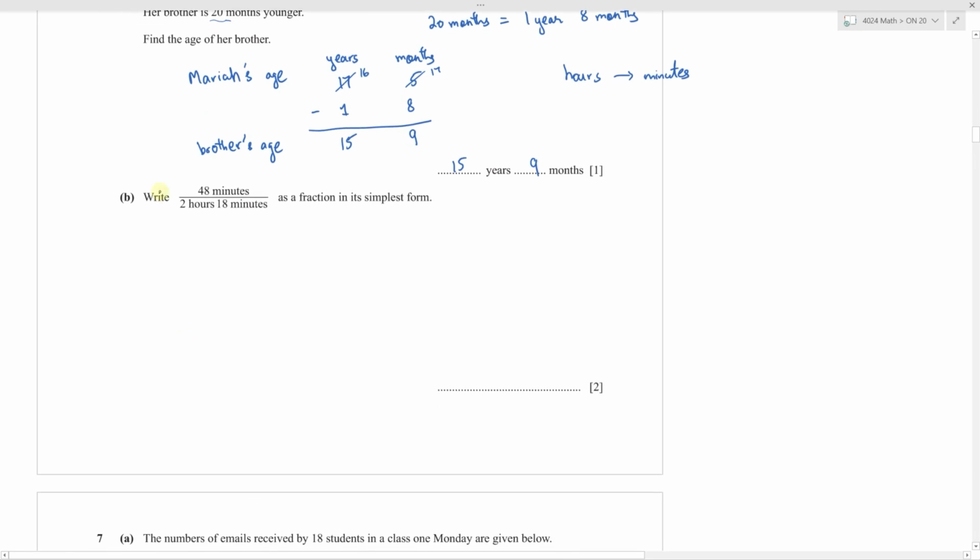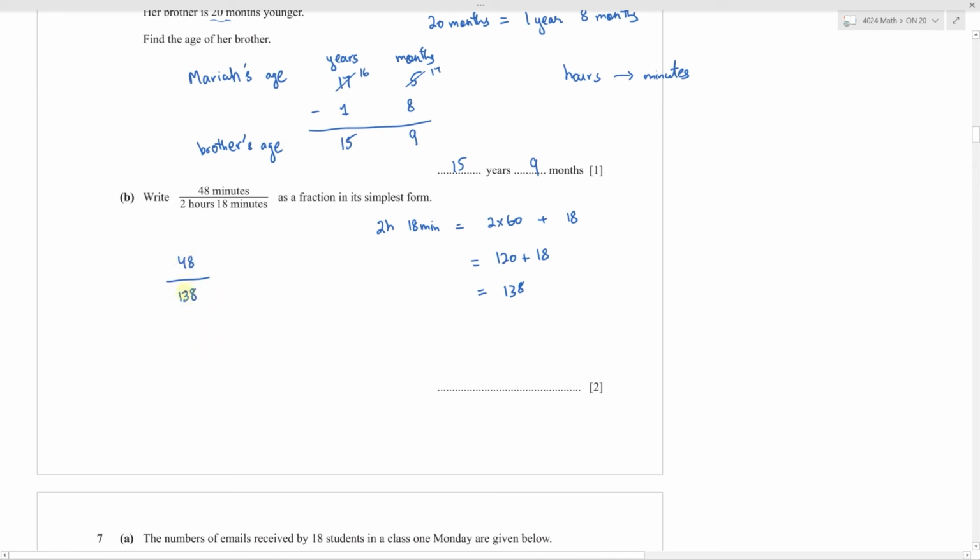Part B is write 48 minutes over 2 hours 18 minutes as a fraction in its simplest form. So let's convert everything to minutes. In the numerator you only have minutes. In the denominator you have 2 hours and 18 minutes. So this can be written as 2 hours will be 2 multiplied by 60. This will give you minutes plus this 18 minutes. So this will be 120 plus 18, which is 138. So now we can write this as a fraction, 48 minutes over 138 minutes.